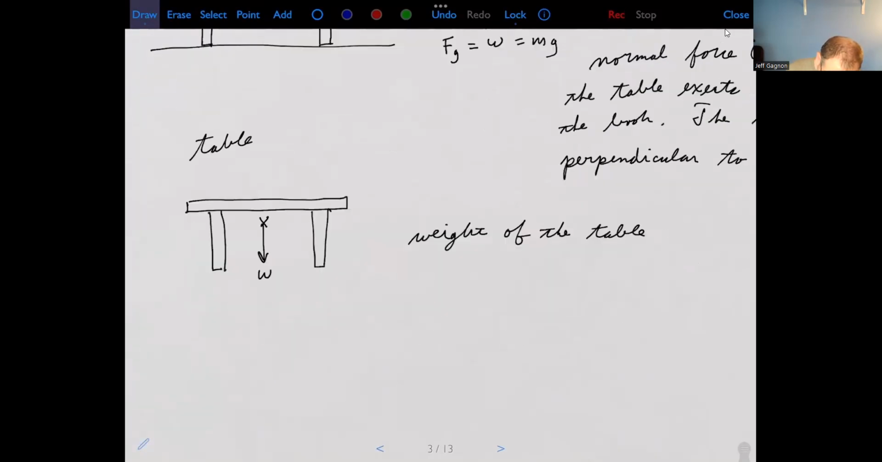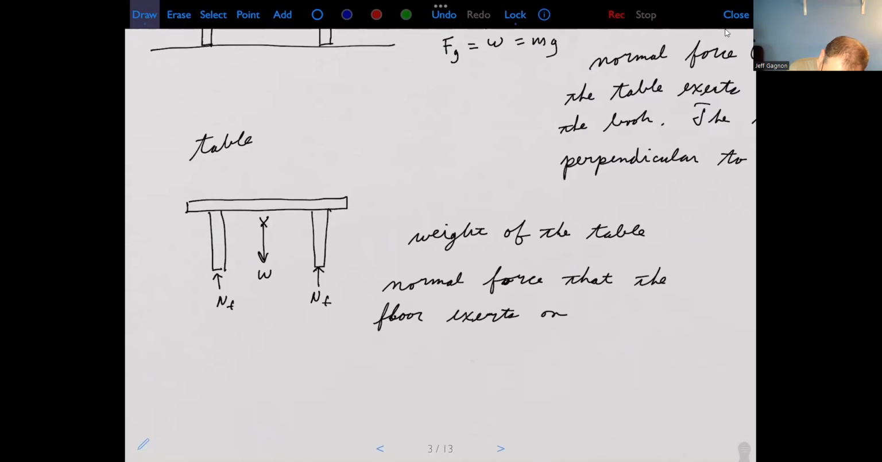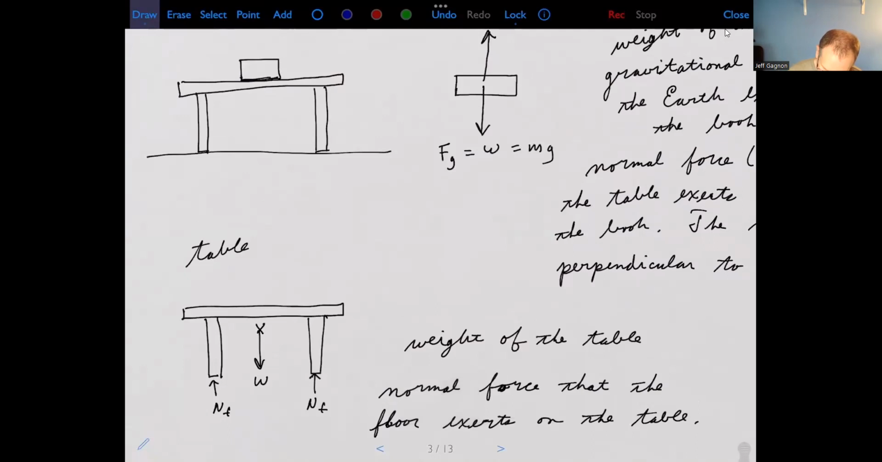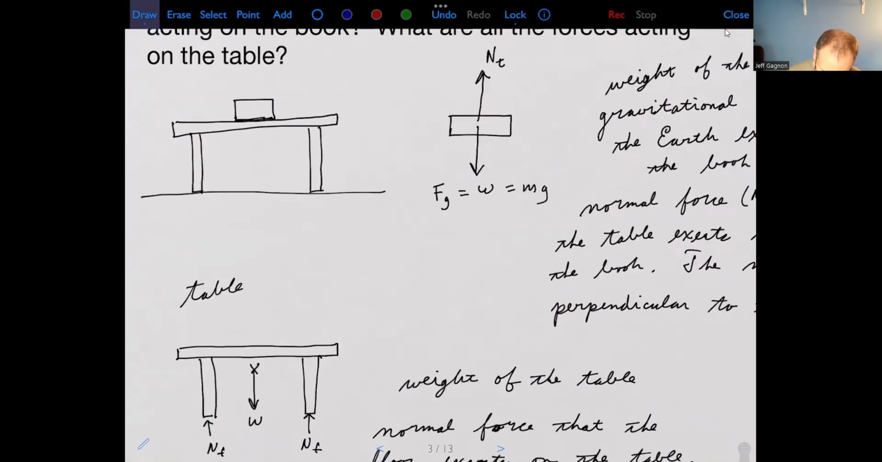Now the floor is pushing up on the table. Actually, it's doing it in two places. I'll write like this. So this is like N floor. So there's a normal force, right, that the floor exerts on the table. And then also, remember that book was sitting on the table. So there was a force that the table exerted on the book, which we found here, right? That was the normal force that the table exerted on the book.